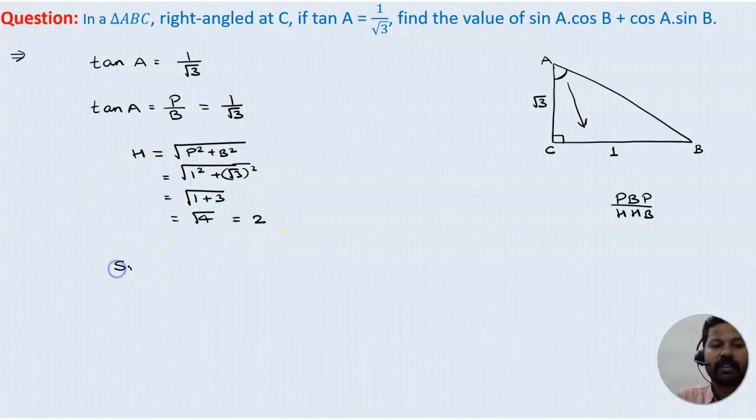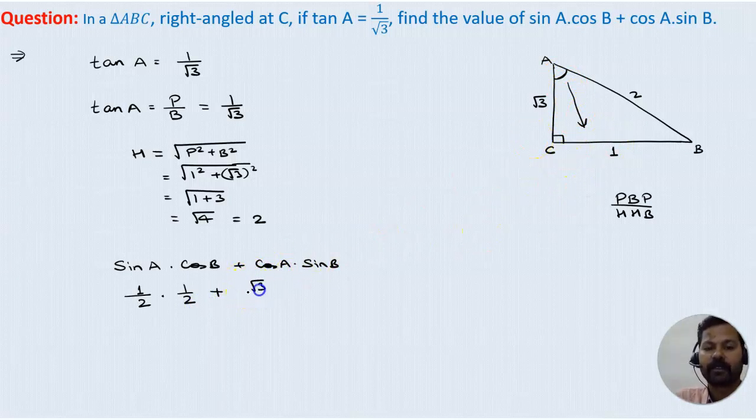Now we have to calculate sin A cos B plus cos A into sin B. Sin A is perpendicular upon hypotenuse. For A, perpendicular is 1 and hypotenuse is 2, so sin A is 1 by 2. Cos is base upon hypotenuse. For cos B, base will be 1, so 1 by 2. Same way, cos A is base upon hypotenuse: base is root 3, hypotenuse is 2, so root 3 by 2. And sin B, with respect to B, perpendicular is root 3, so root 3 upon 2.